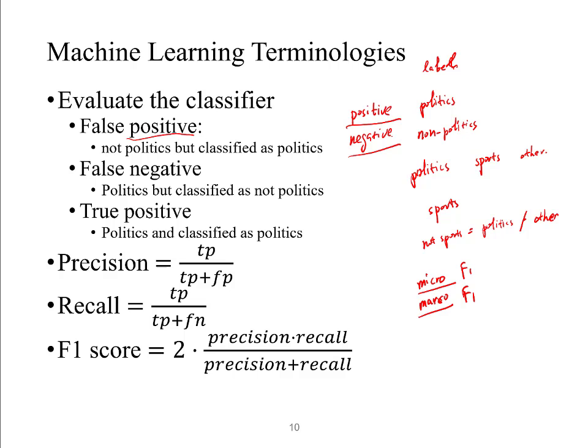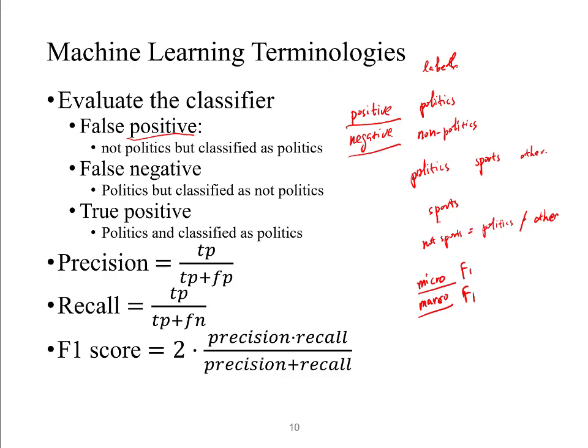And for macro F1, it is just the mean of F1 for each and every class label. So it means you compute the F1 for politics, you compute the F1 for sports and other, and then you do the average of these 3. Then you get the macro F1. So macro here stands for you take the label, or all the testing data with the same label, as a unit to compute precision, recall and F1.